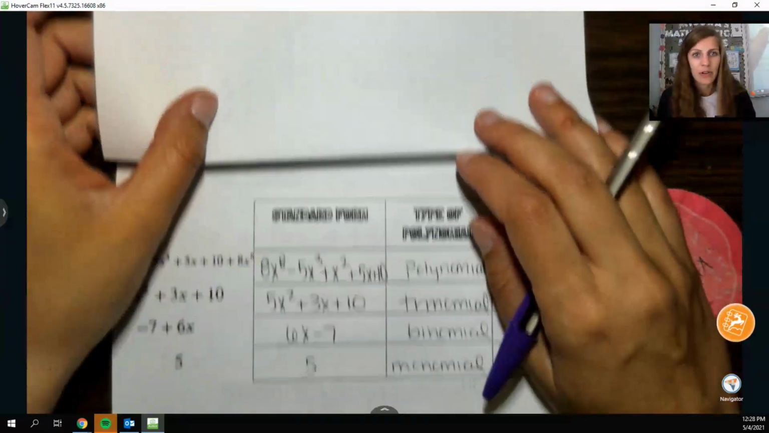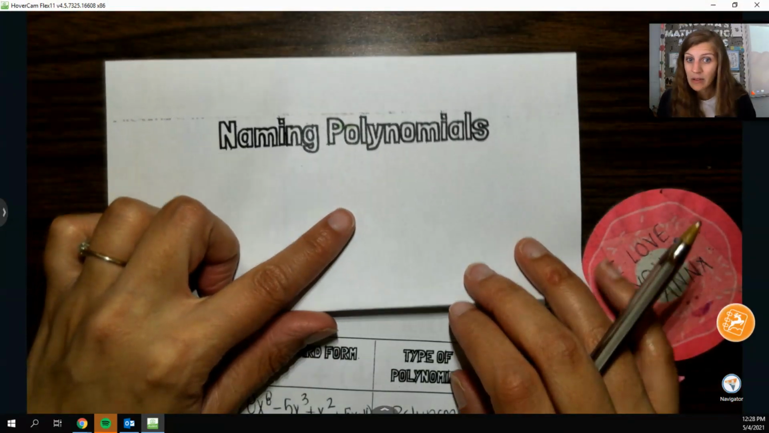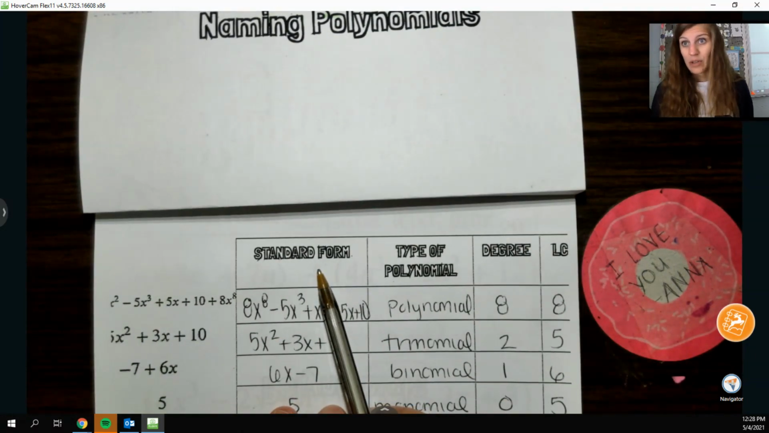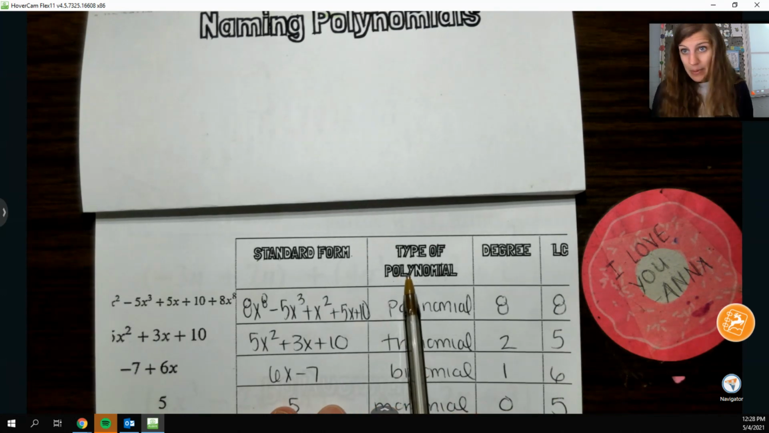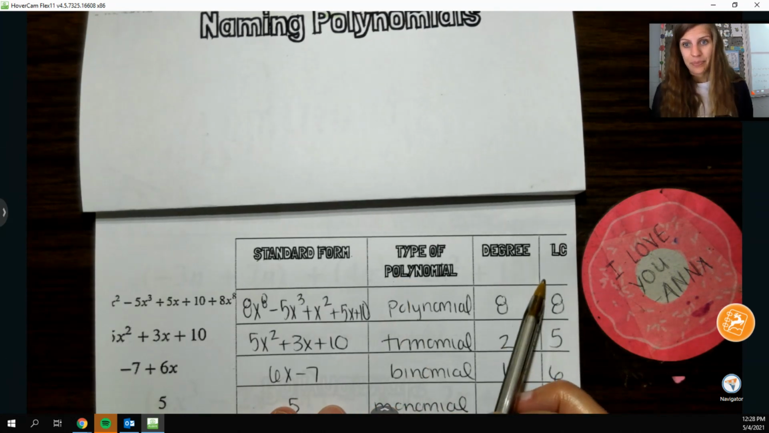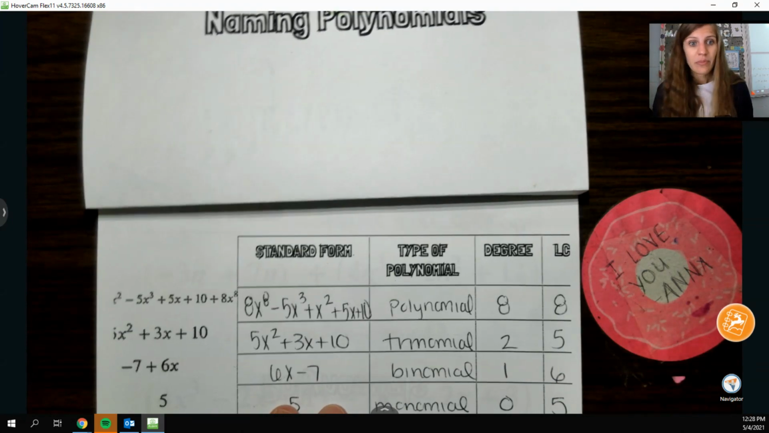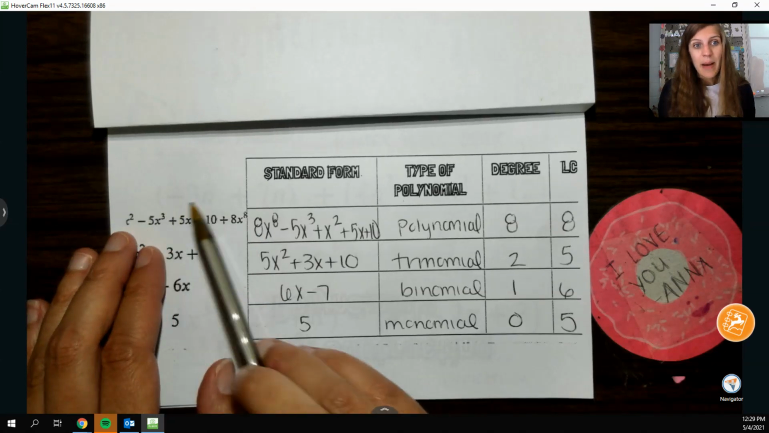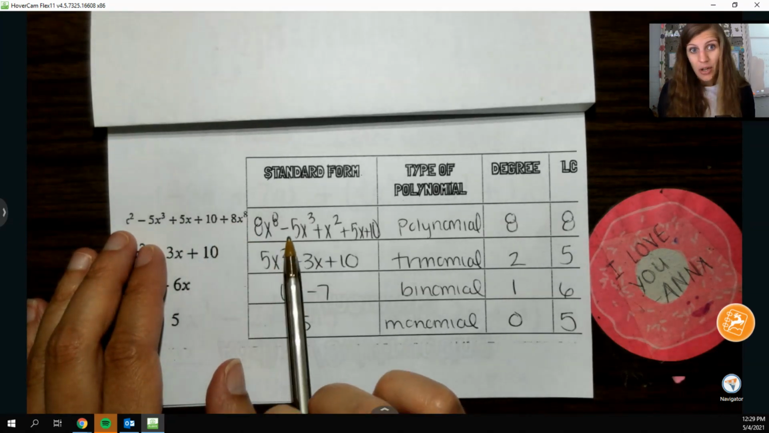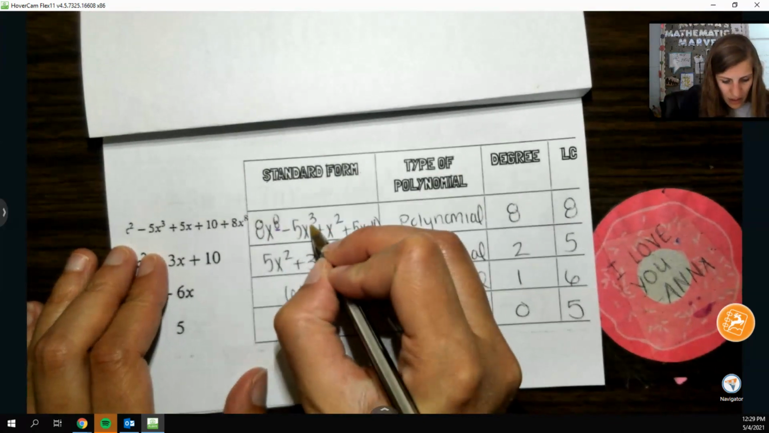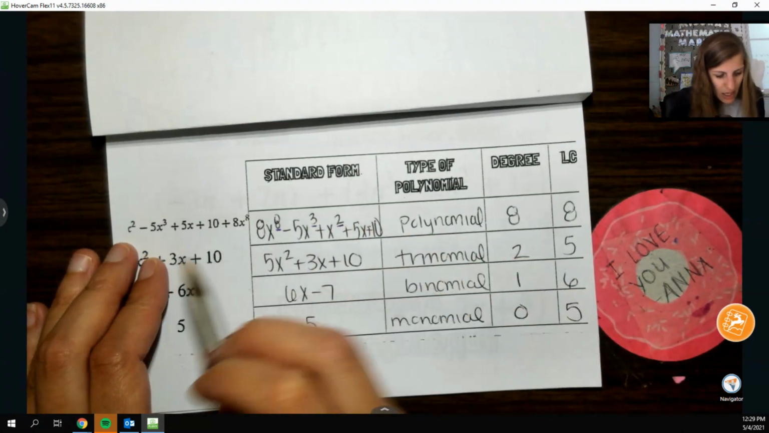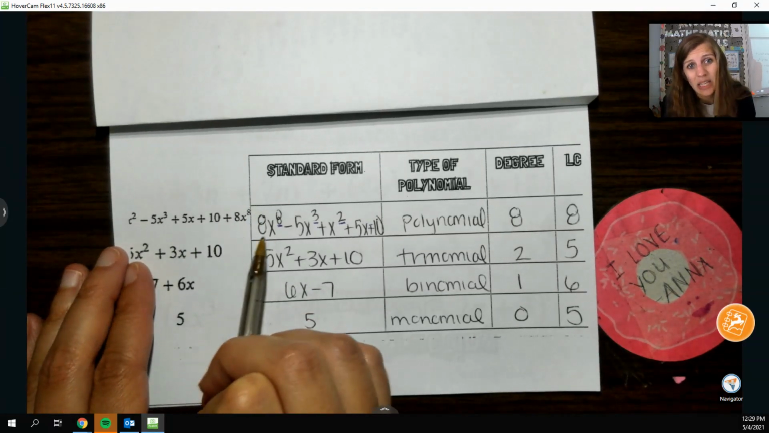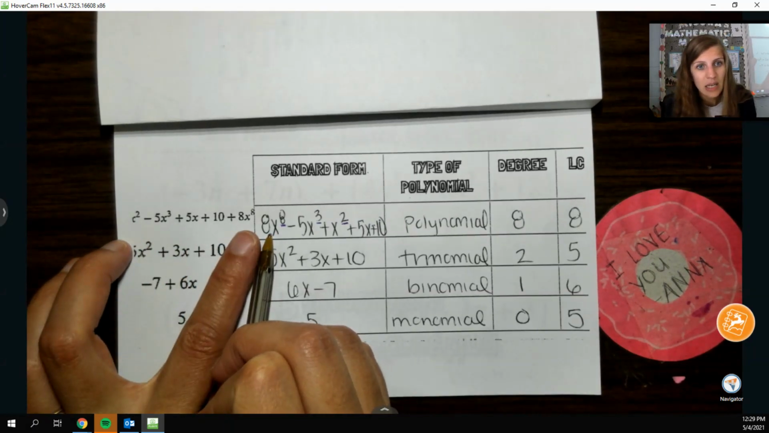So if we open this one up, the first thing, like I said, we talked about was naming polynomials. And there were really 4 things that we talked about: being in standard form, the type of the polynomial, the degree, and then the leading coefficient. So to be in standard form, I need to rewrite my polynomial in order from biggest exponent to smallest exponent. So like here, it wasn't in order because x to the 8th was the biggest. So I really needed to rewrite it with that one at the front.